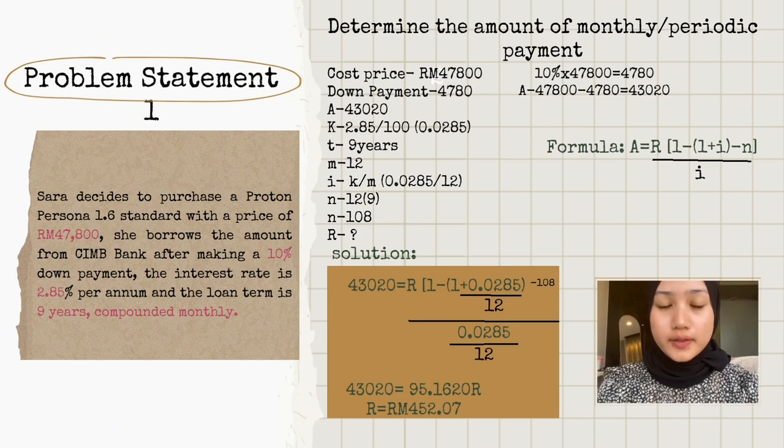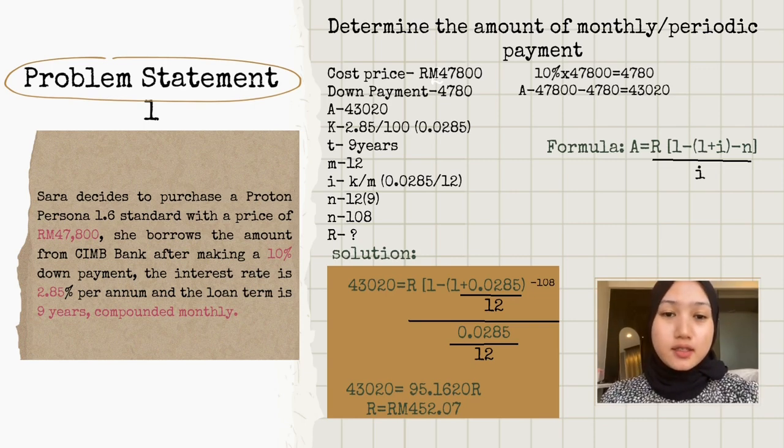M is 12. And then I, we need to divide K by M, so we get 0.0285 divided by 12. And N is 12 times 9, so we get 108. The formula we use is A equals R times open bracket 1 minus open bracket 1 plus I close the bracket to the power of negative N, divided by I.